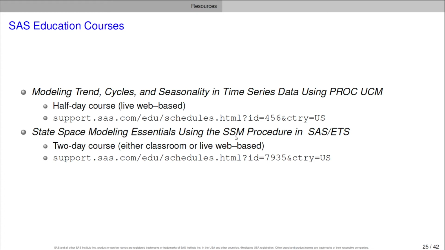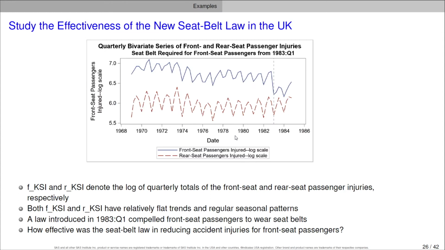These examples are meant to highlight the versatility of the SSM procedure. Sometimes you are going to get lost because at least one of these examples is kind of tedious, but bear with me. So let's start with the first example. In this example, let's look at the time series plot of a bivariate quarterly time series, which is observed from the first quarter of 1969 up to the last quarter of 1985.